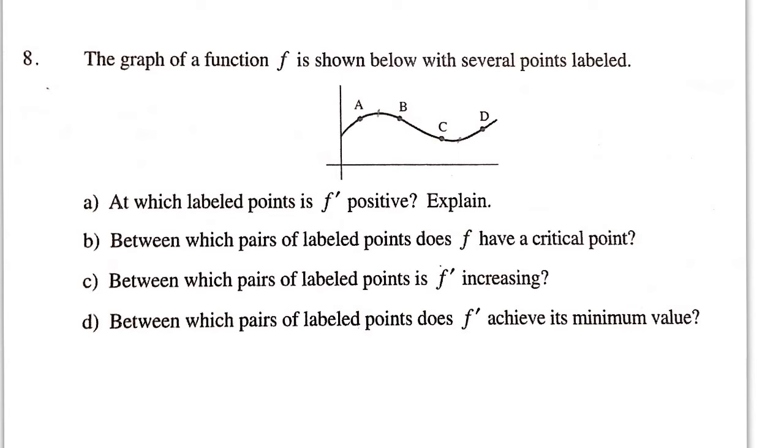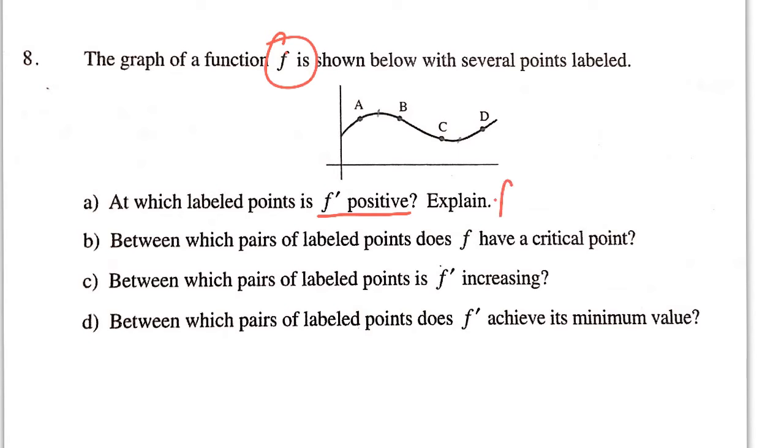Here we go. Alright, first question says, at which labeled points is f prime positive? Well, we're given a graph of f. So remember, we have to relate all the questions back to that graph of f. So if it says f prime positive, I need to think, how does that relate to f? Well, when f prime is positive, f is increasing.